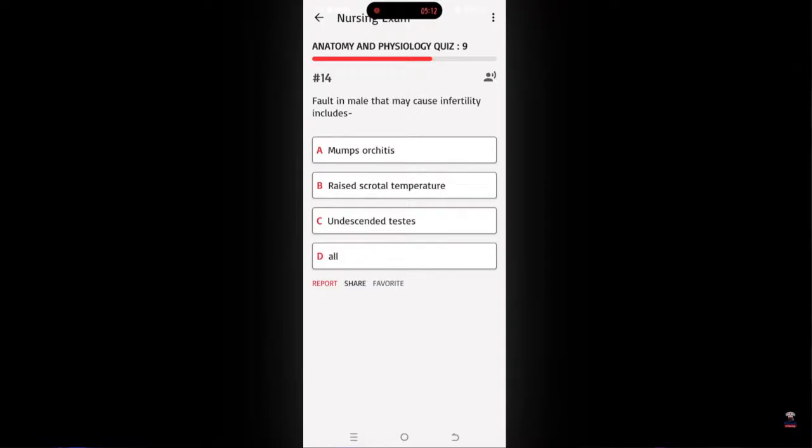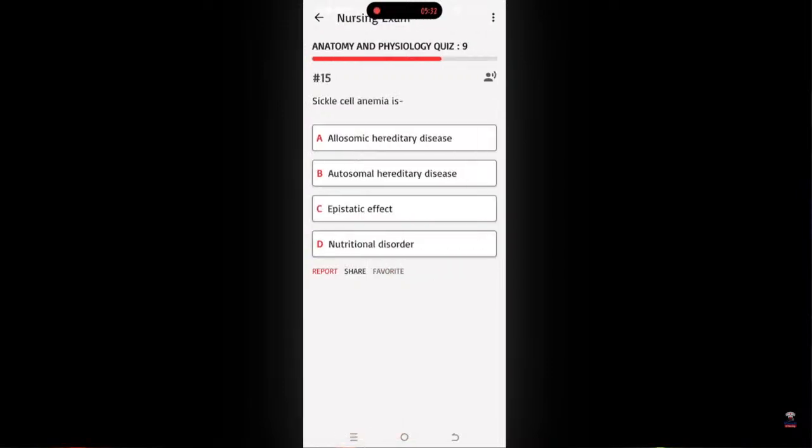Faults in males that may cause infertility include: A. Mumps orchitis. B. Raised scrotal temperature. C. Undescended testes. D. All. Correct answer. Sickle cell anemia is: A. Allosomic hereditary disease. B. Autosomal hereditary disease. C. Epistatic effect. D. Nutritional disorder. Correct answer.